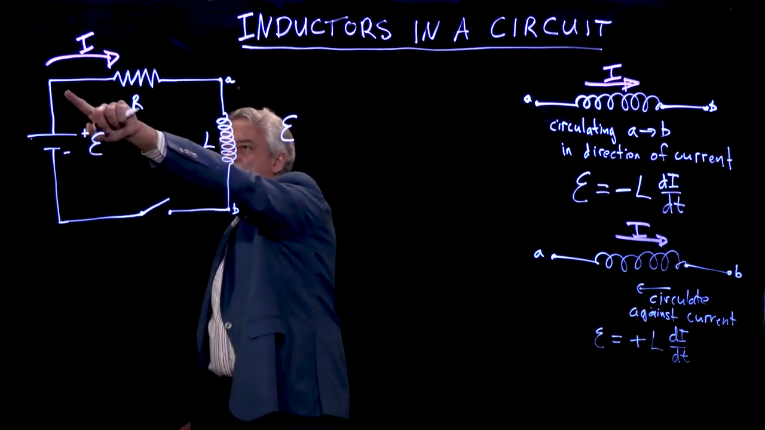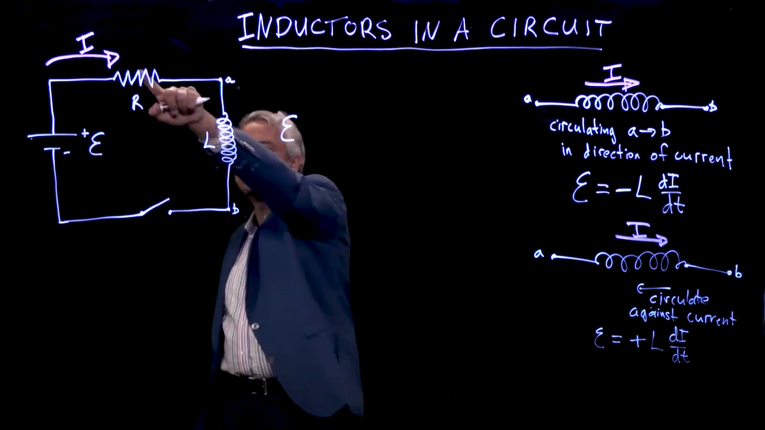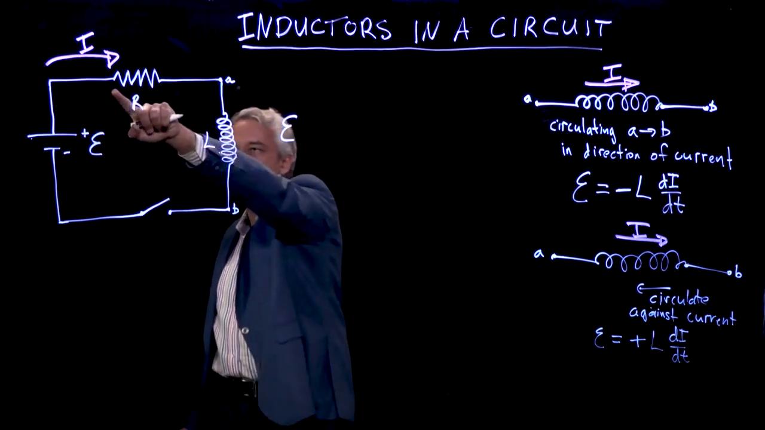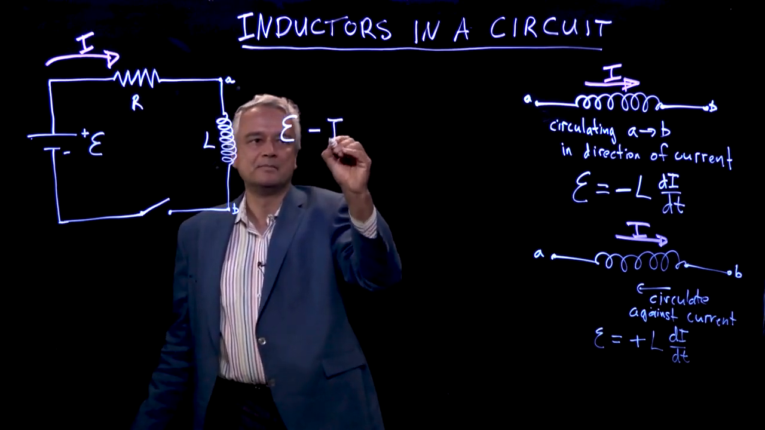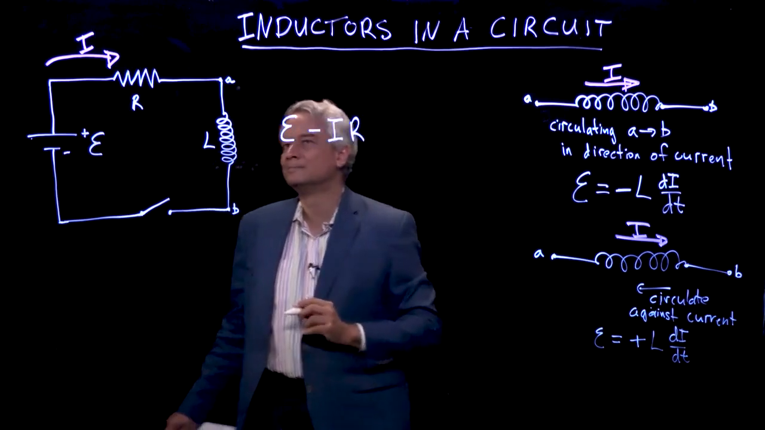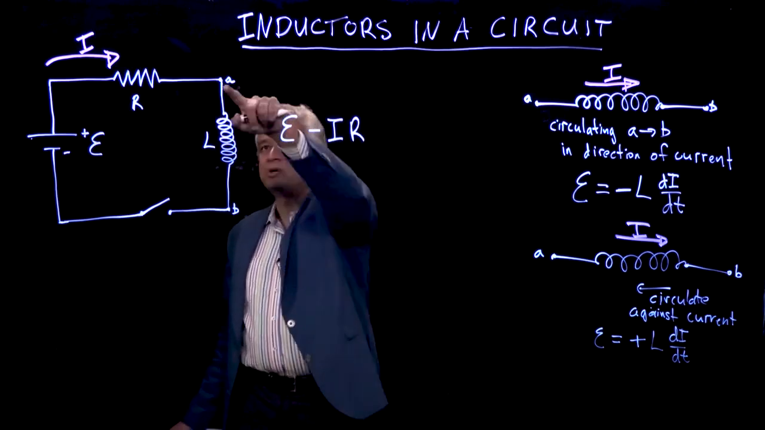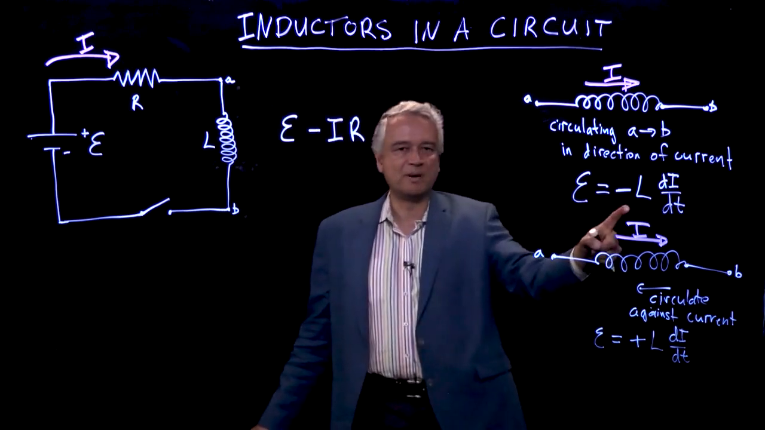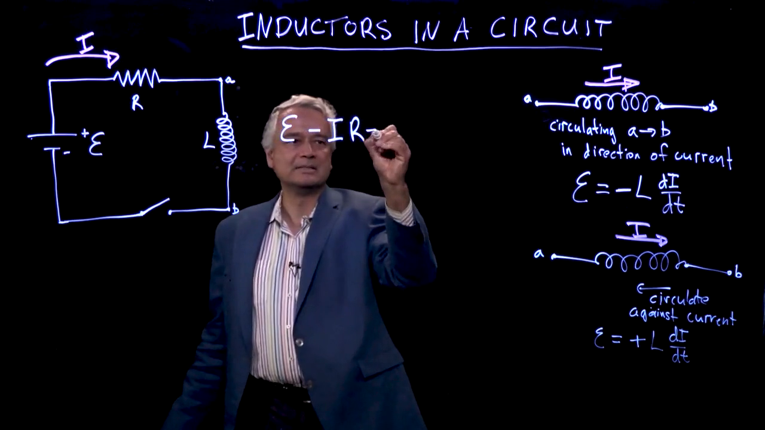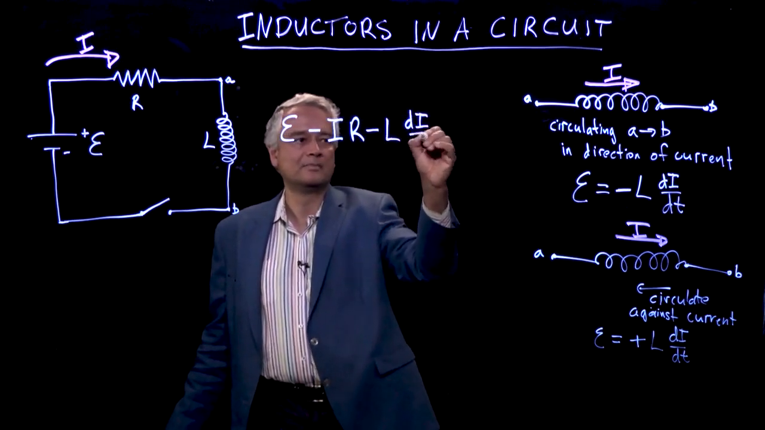Continue walking my finger, and I get to the resistor. I cross the resistor in the direction of the current, so that means I'm going from high potential to low, so I get a minus IR. Continue walking, and I get to here. I'm going through an inductor in the direction of the current. I remember my sign. That gives me a minus L di by dt.